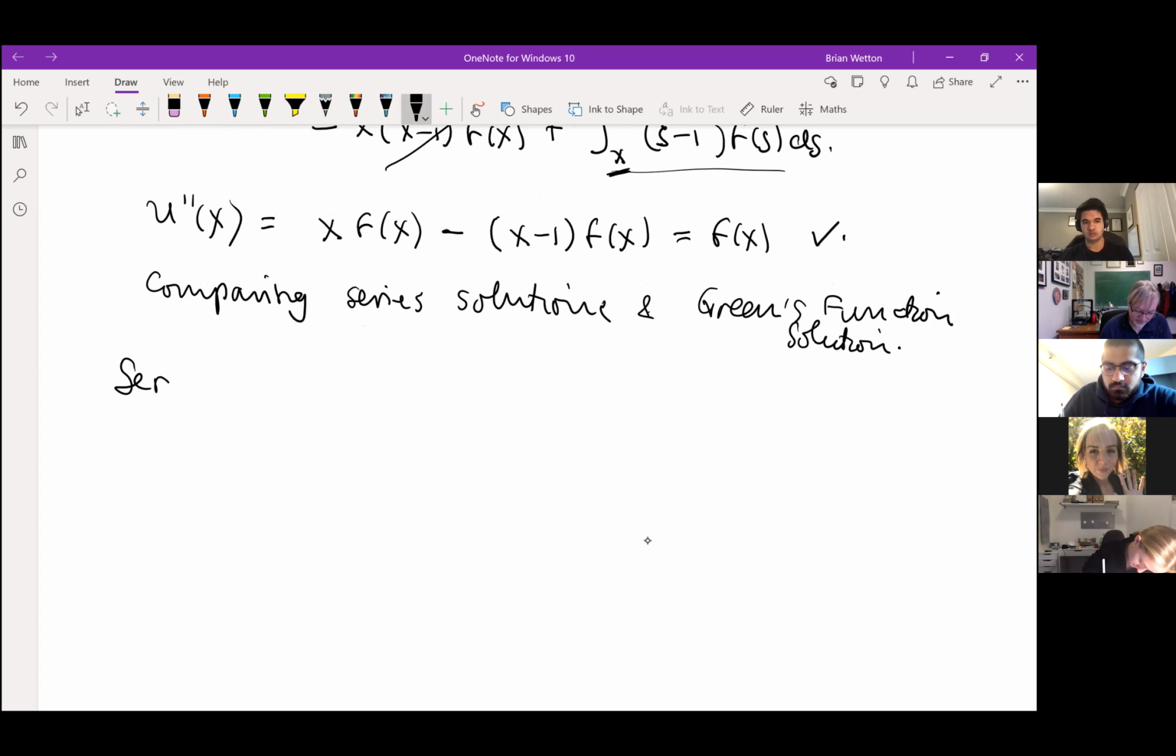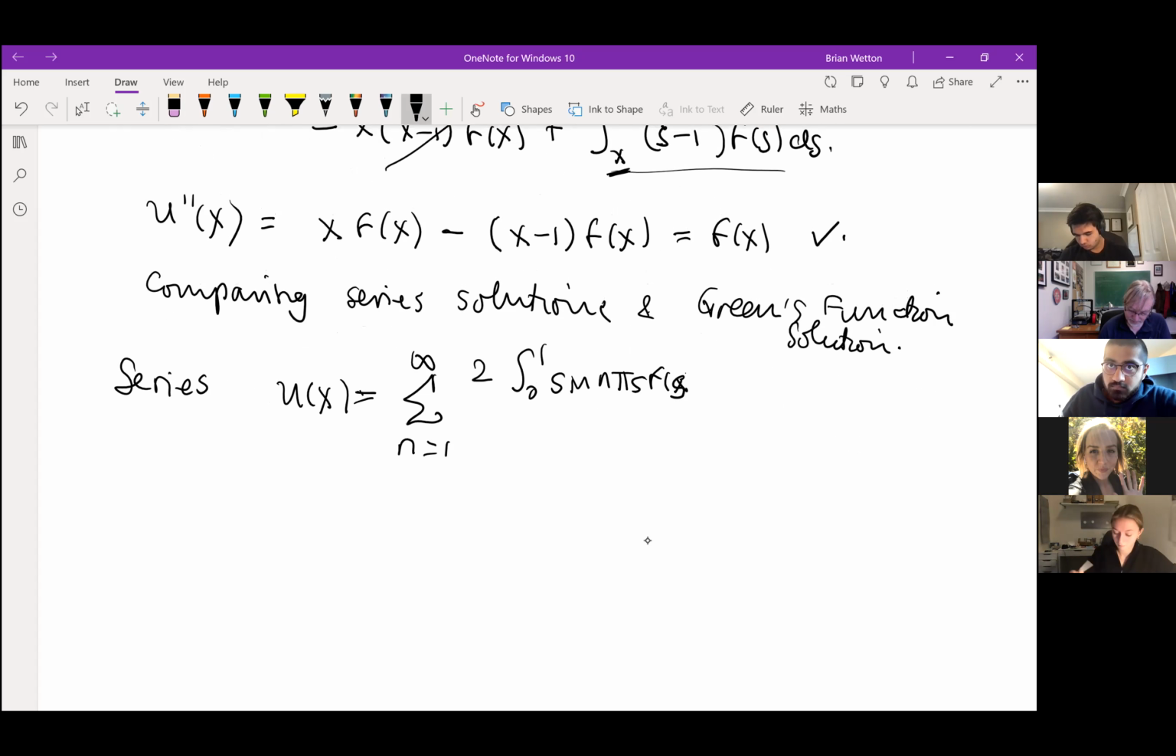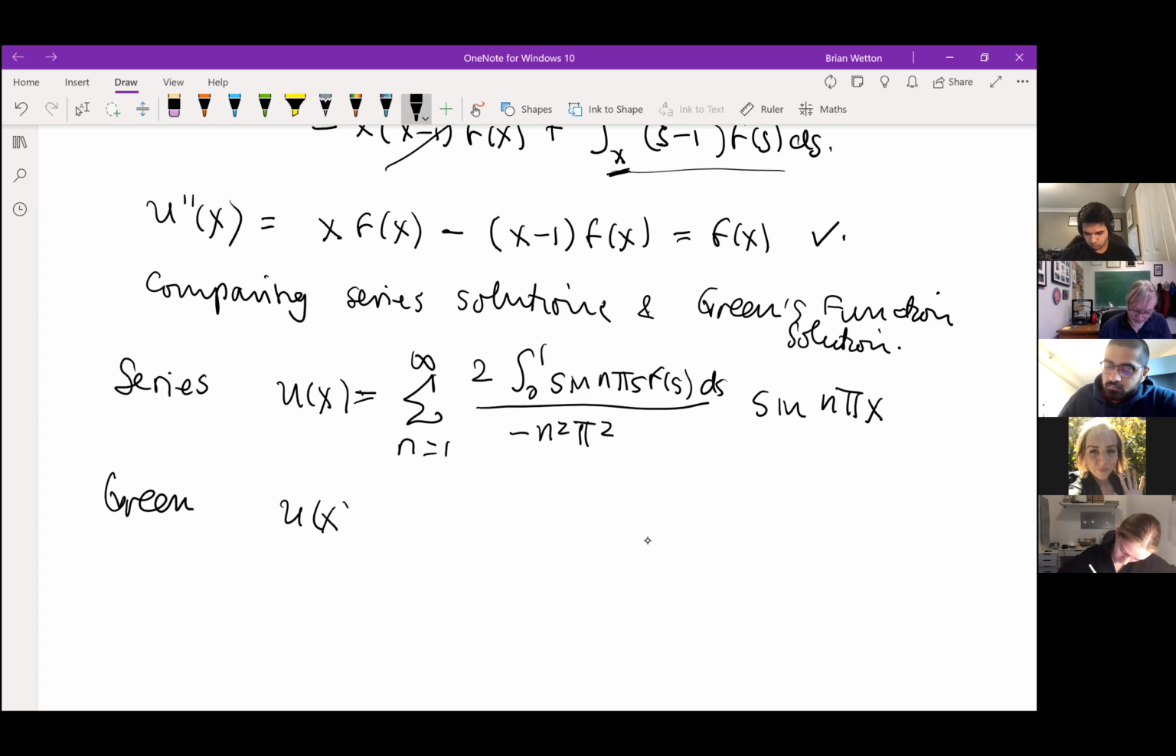Okay, let's look at the series solution. I had u of x is... And from the Green's function, of course, these are the same solutions, just two different representations of the solution. Okay, so let's compare and contrast.